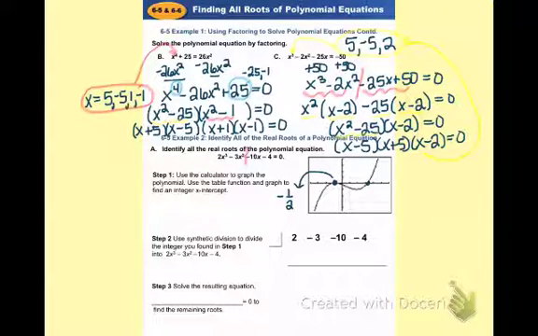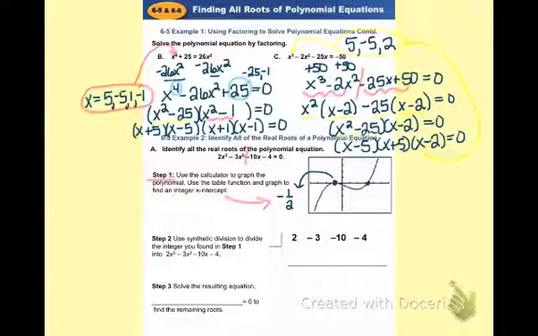So again, as you see here in the directions, it says use the calculator to graph the polynomial, and then use the table function and graph to find an integer x-intercept. And of course that didn't happen here. Oops, and this was our x-intercept. But typically it will usually be an integer that we'll be finding.